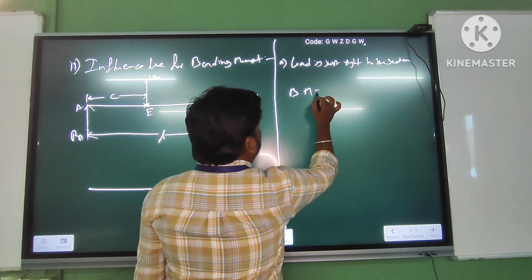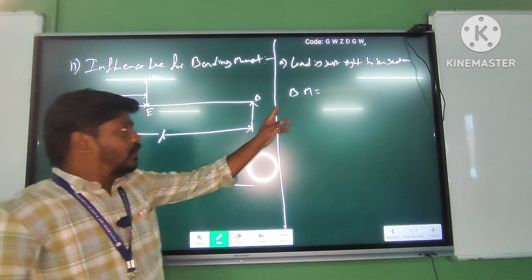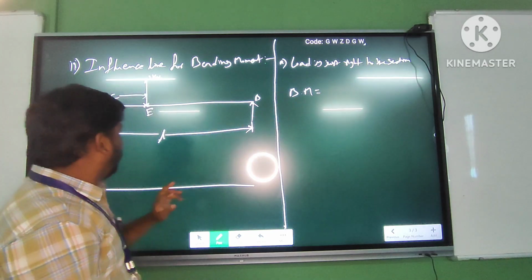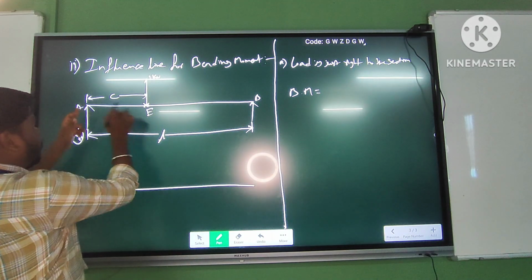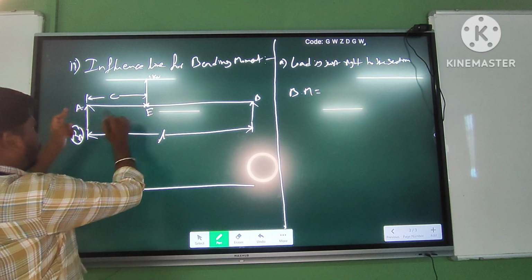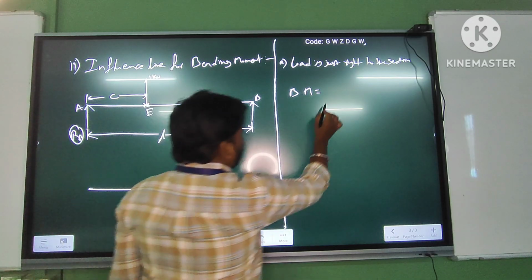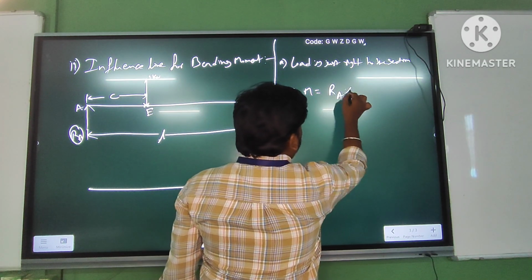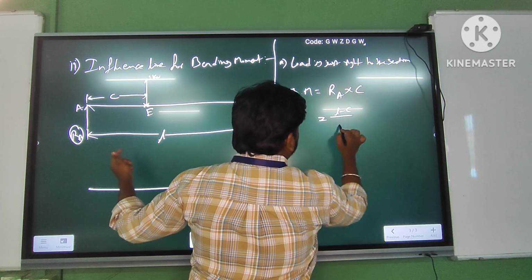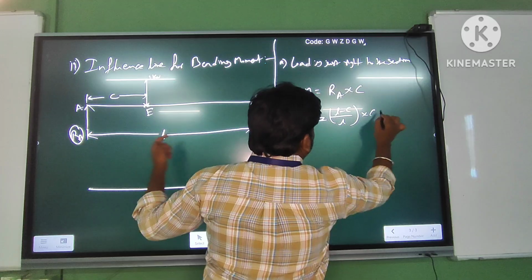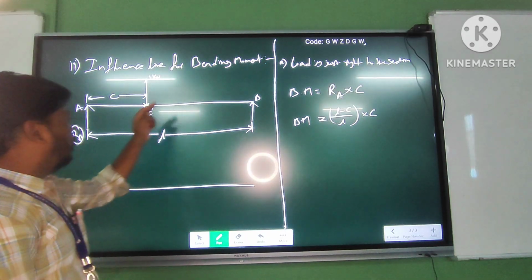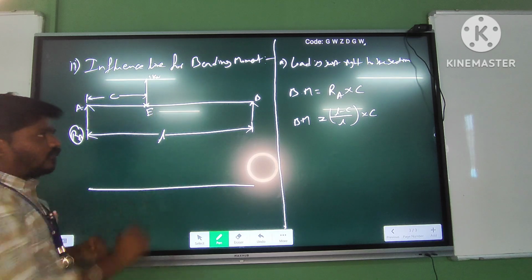Bending moment is equals to, as we have seen, shear force is equals to just simply RA. Likewise here bending moment is equals to this RA multiplied by the distance up to the section. What is the distance up to the section from RA? It is C. So we can write RA into C. What is RA we have got earlier? L minus C by L multiplied by C. This is the bending moment when the load is just right side to the section.